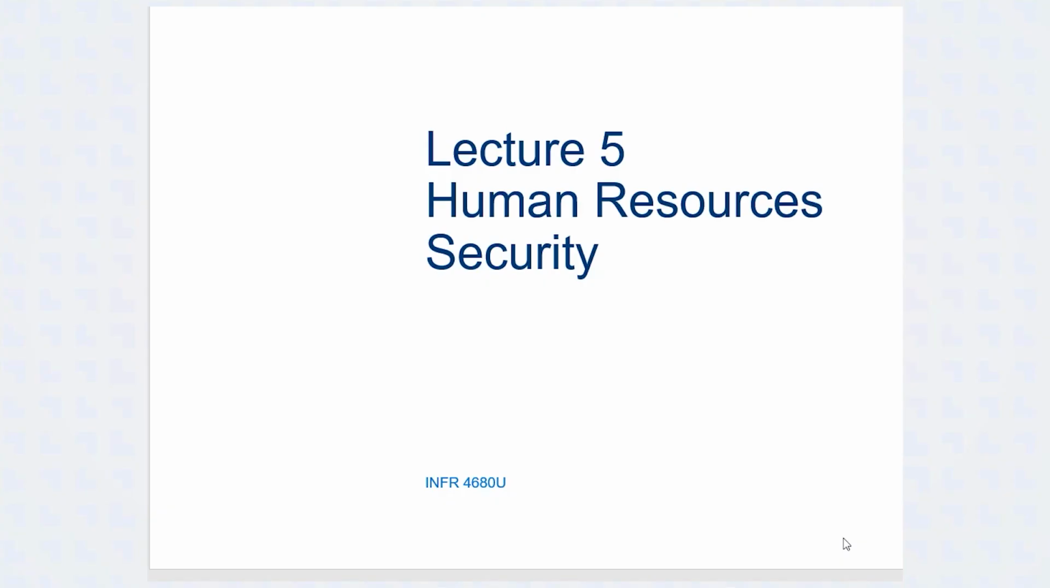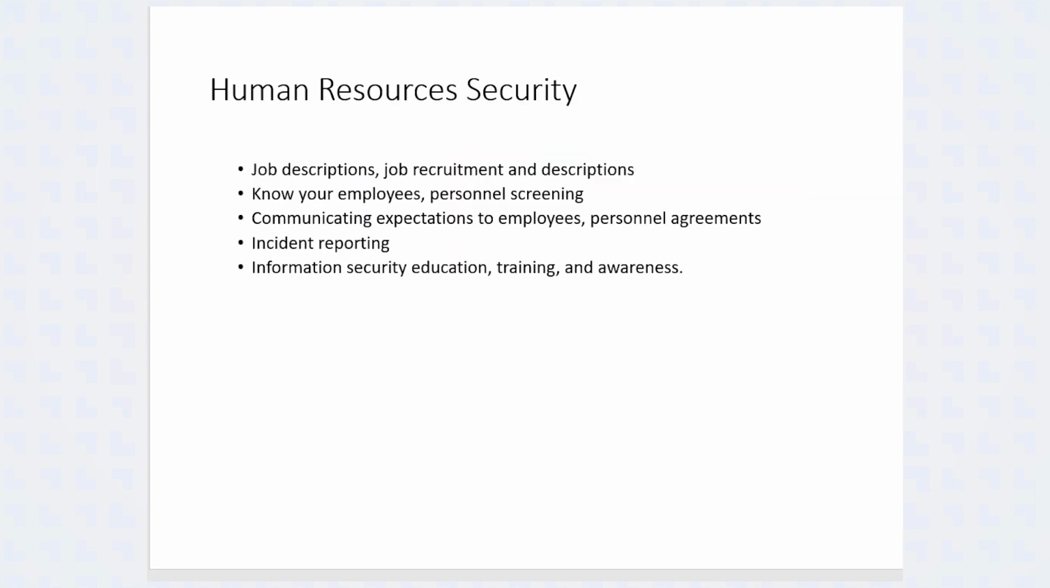So in this week's lecture, we'll be discussing human resources security. Human resource security comprises a number of different things. This can include job descriptions and job recruitment. You have to know something about your employees, personnel screening. You have to be able to communicate expectations to employees, as well as agreements with employees. You will have to have a structure for reporting incidents.